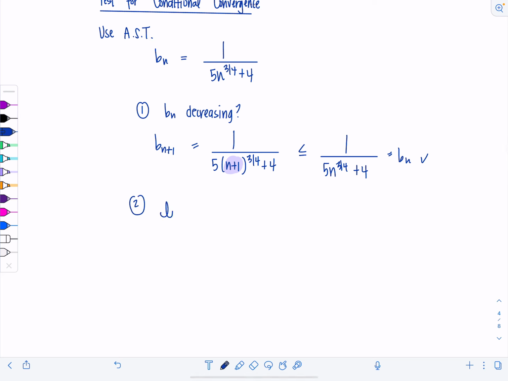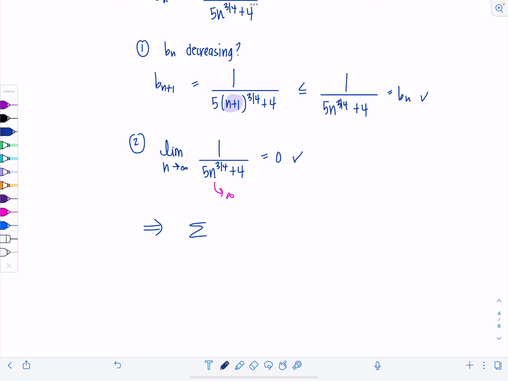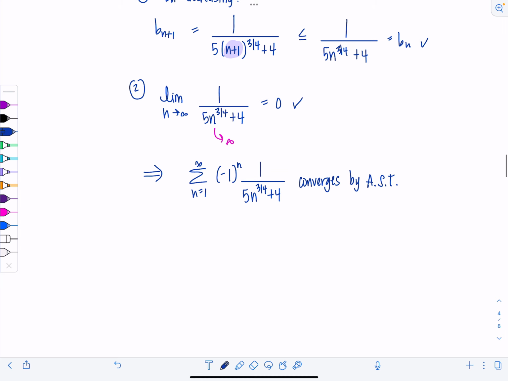And the second thing I need to check is that the limit as n goes to infinity of bn is 0. And that's pretty obvious. The denominator is getting very, very large. This is going to infinity, so this whole thing goes to 0. So both conditions of AST are satisfied. So what does that mean? That means the sum, n equals 1 to infinity, of negative 1 to the n, 1 over 5n to the 3/4 plus 4 converges by AST, which means that the original, I'm just going to rewrite it.